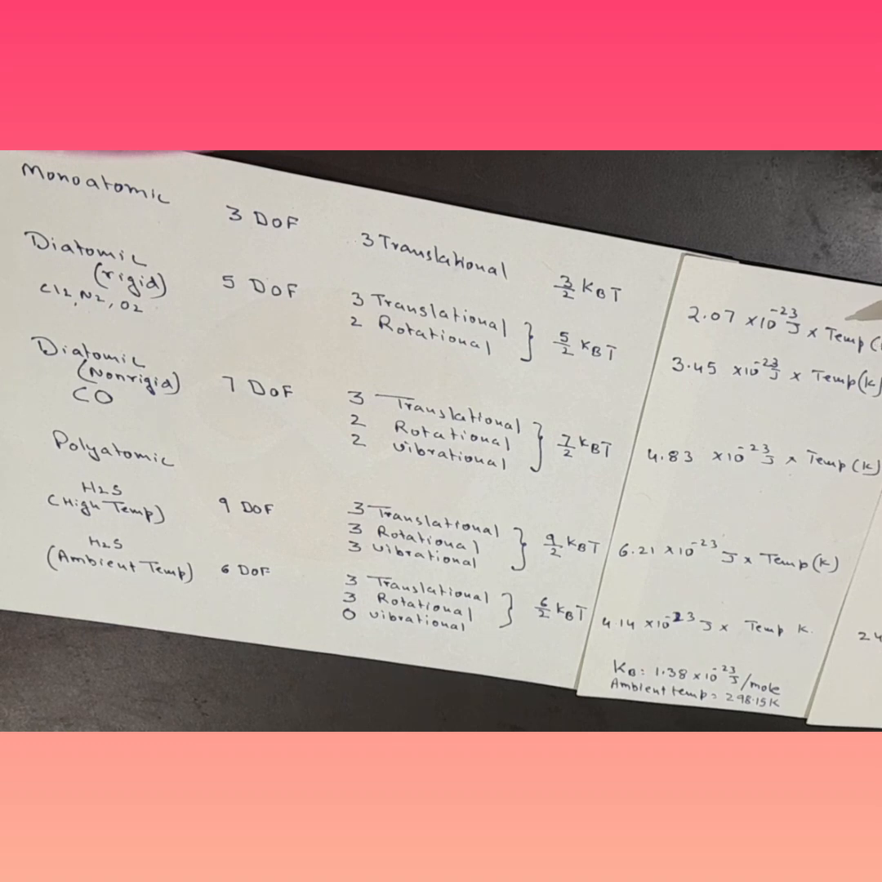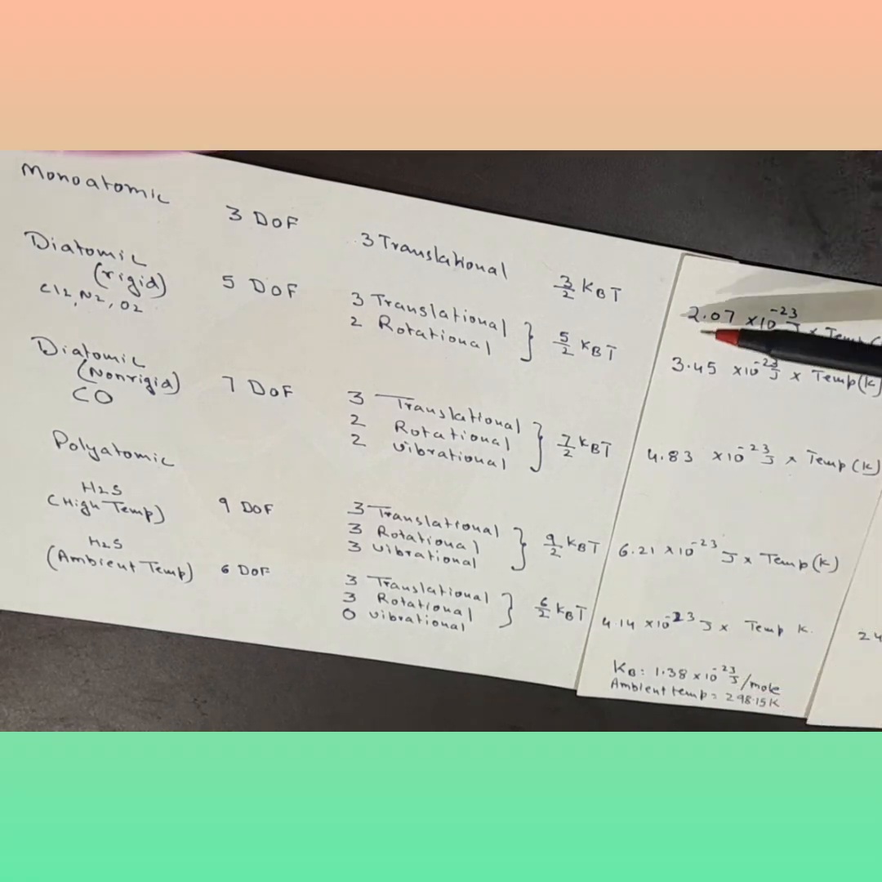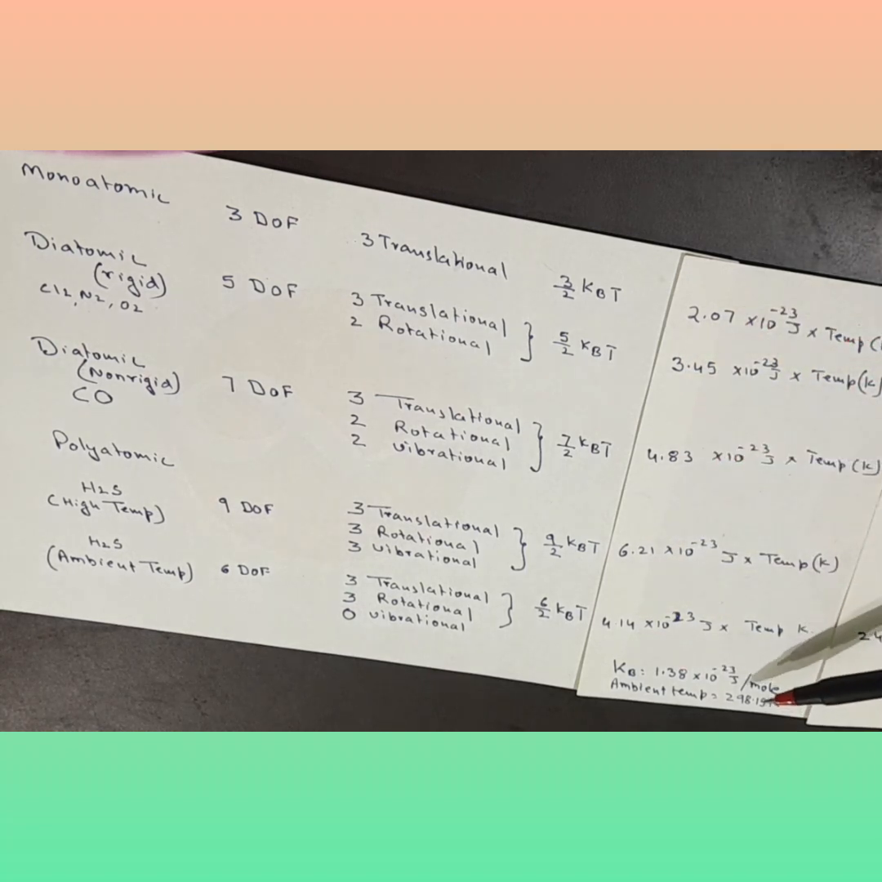Now let's talk in terms of ambient temperature. We already have seen the ambient temperature is 298.15 K. All these values we have got to multiply with say 298, or approximately 300 times. We multiply these values 300 times to get the energy possessed by monoatomic or diatomic molecules.